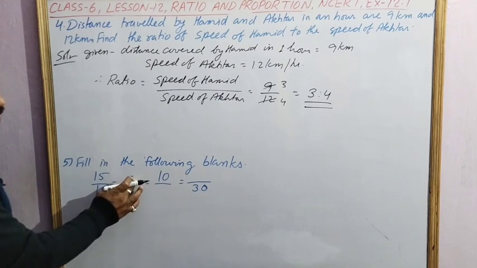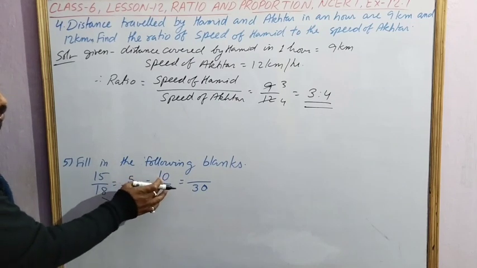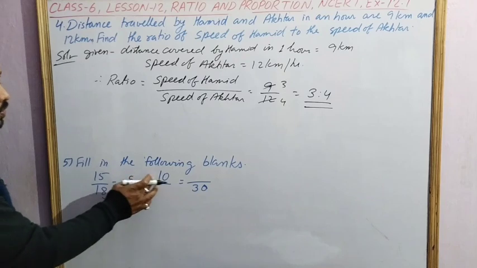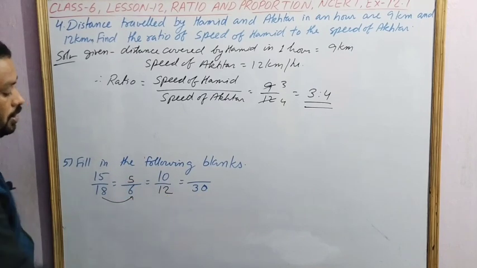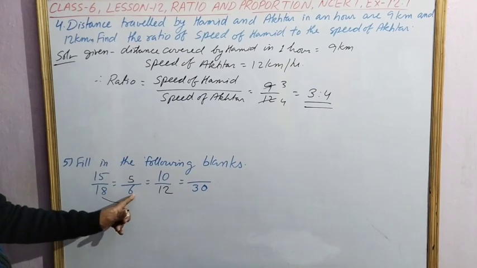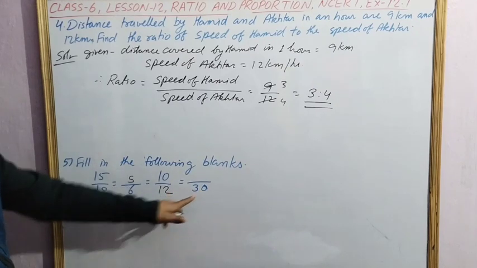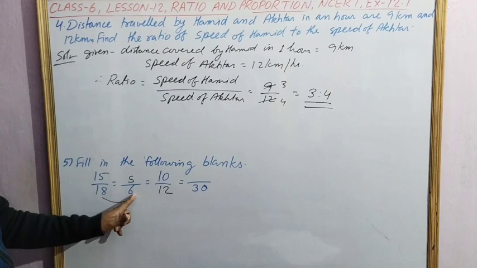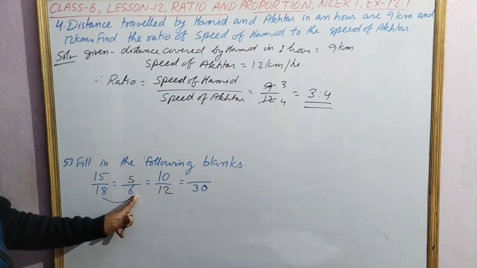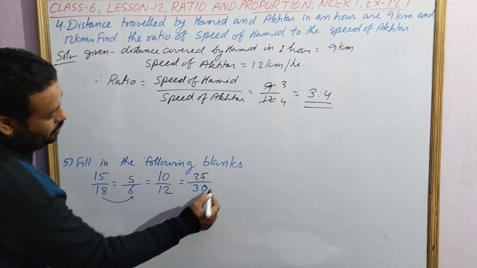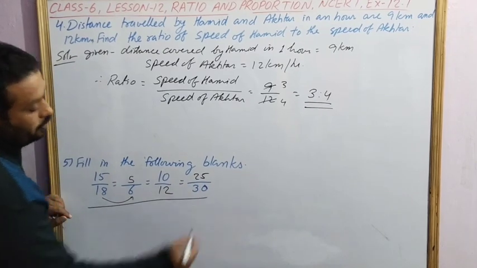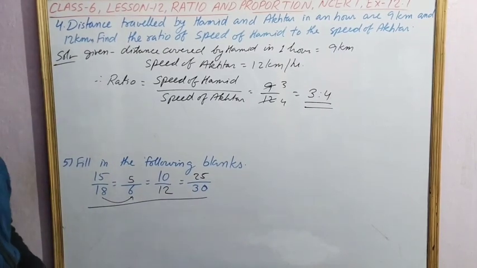Next one, here we have 10. So 5 is multiplied by 2 to get 10. So we will multiply 6 by 2 to get 12. Now in the same question, here it is 30. If here it is 6, then 6 is multiplied by 5 to get 30. So 5 multiplied by 5 will be 25. So fill in the blanks, we will solve like this. Next question.